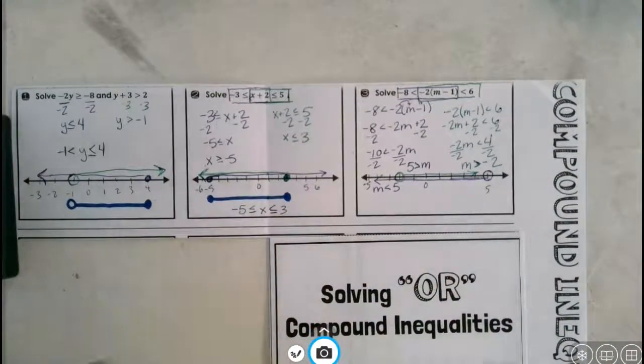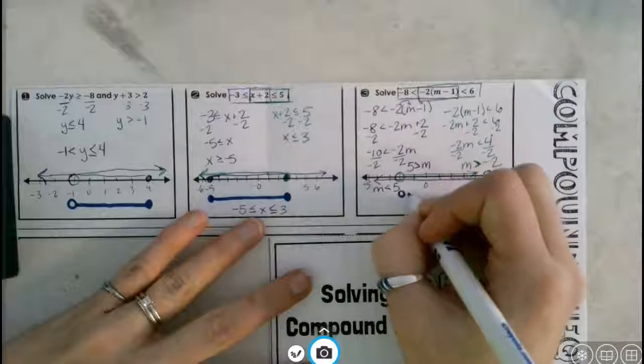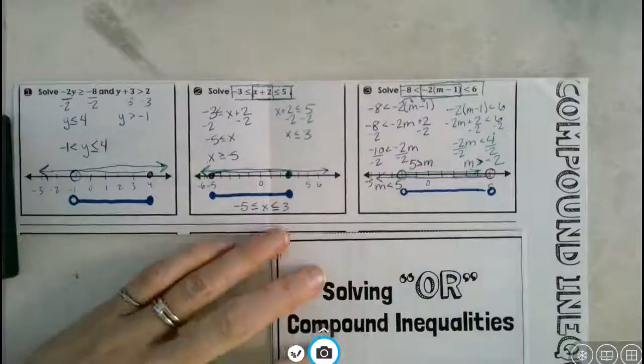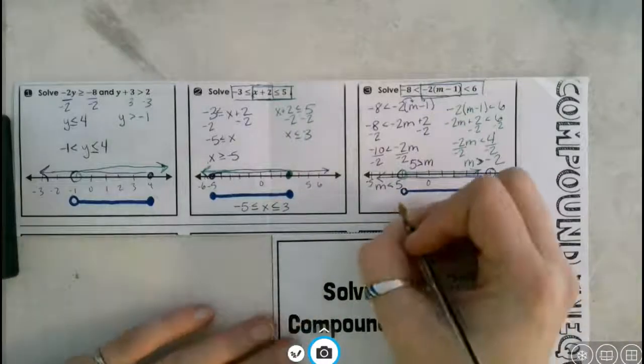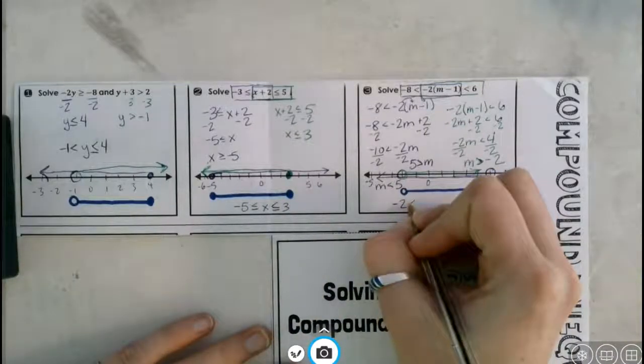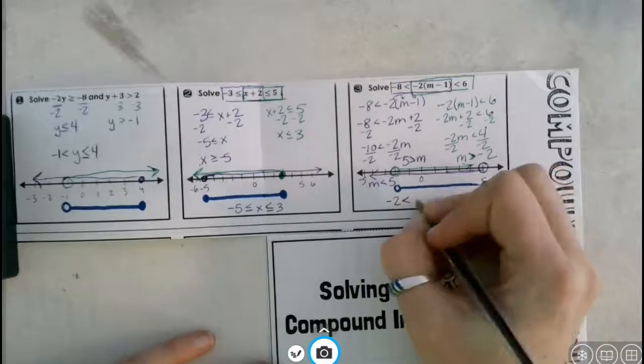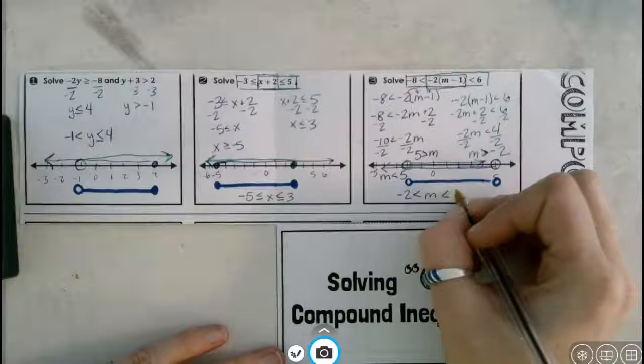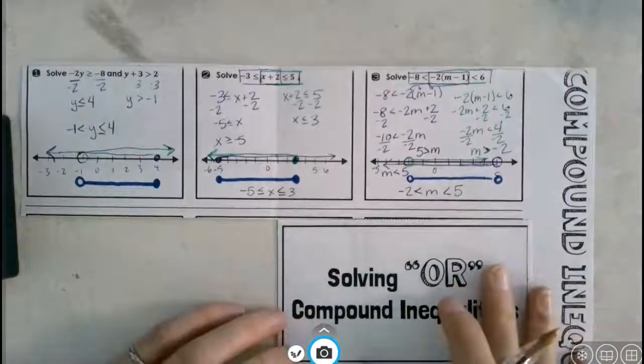So I can see that in my final graph, I have an open circle, and it's shaded, and then an open circle. So then to write my equation from here, I have negative 2 is the lowest piece, open circle, so I don't have that equal sign, open circle, so I don't have that equal sign at 5. Okay, so I have my final answer.